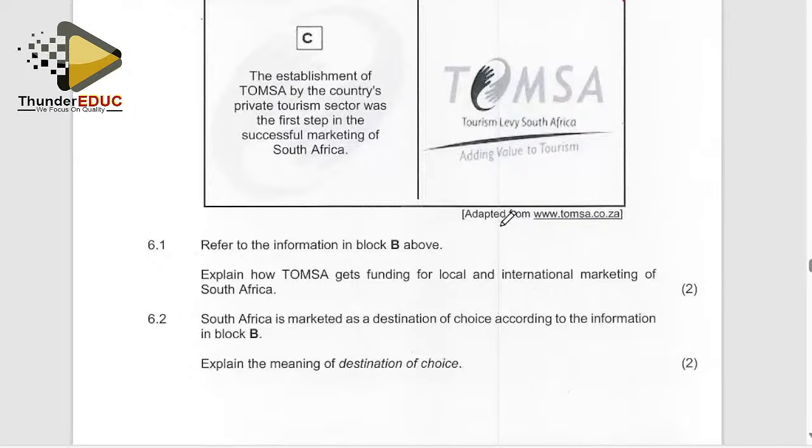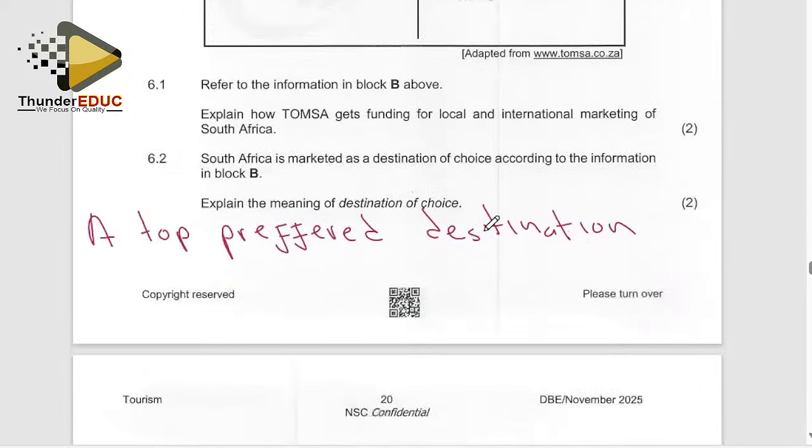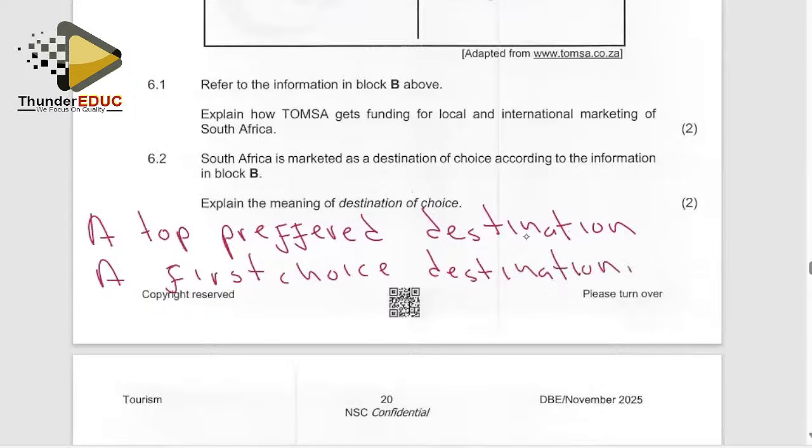Then the next question reads, explain why South Africa is regarded as a tourist destination of choice. So explain the meaning of tourist destination of choice. The meaning of this is that it is a top preferred destination. Before you think of any other place, you start to think of perhaps going to South Africa. It's a top preferred destination. You can also say a first choice destination.